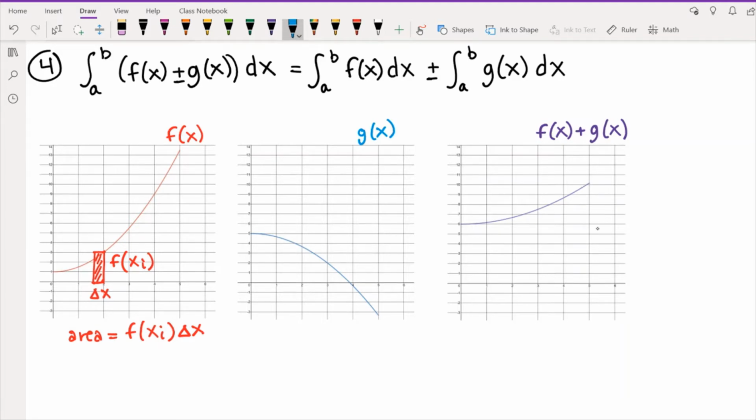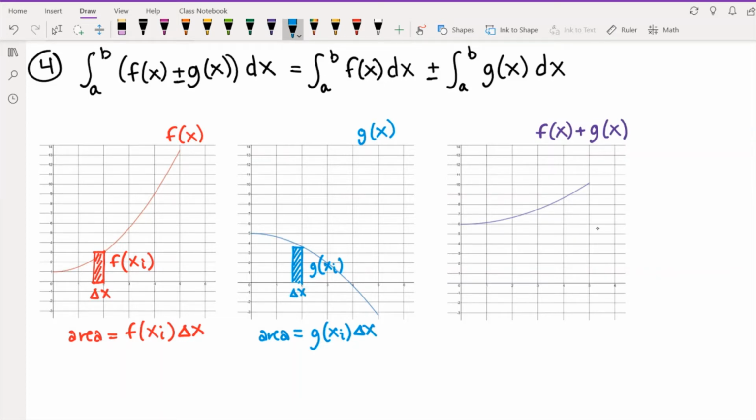So similarly here, if we wanted to find the integral of g of x, we'd basically be adding up all of these rectangles again. And so here we would have a base of delta x and a height of g of xi. And so in this case, the area would be equal to g of xi times delta x.